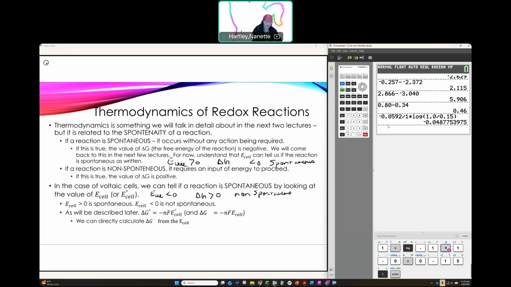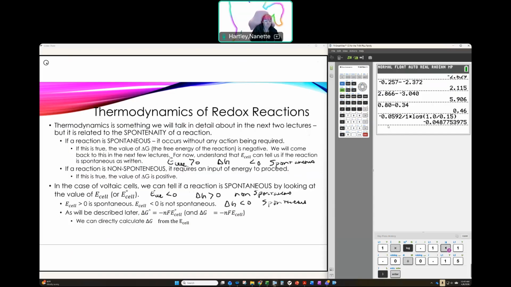In the case of Voltaic cells, we can tell if a reaction is spontaneous by looking at the value of the E cell. We told you this. So if E cell is less than 0, it's non-spontaneous. If E cell is greater than 0, it is spontaneous. And so I know that if E cell is less than 0, delta G is greater than 0, and it's non-spontaneous. If E cell is greater than 0, then that delta G would be less than 0, and that would be spontaneous.